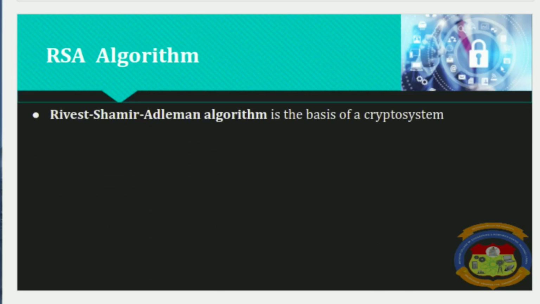RSA is a public key crypto system that is widely used for secure data transmission. RSA was first publicly described in 1977 by Ron Rivest, Adi Shamir and Leonard Adleman of Massachusetts Institute of Technology. The RSA algorithm is the basis of the crypto system.